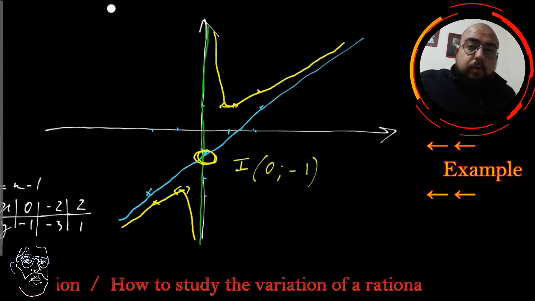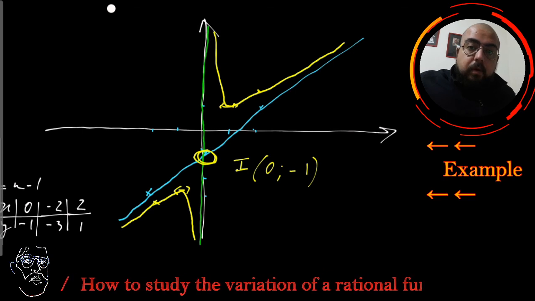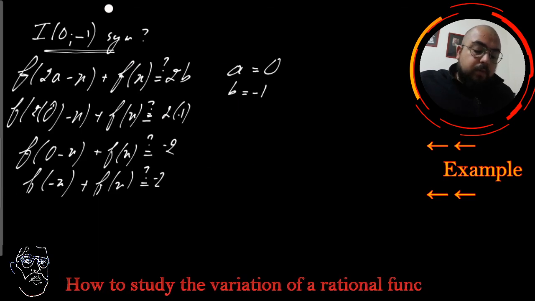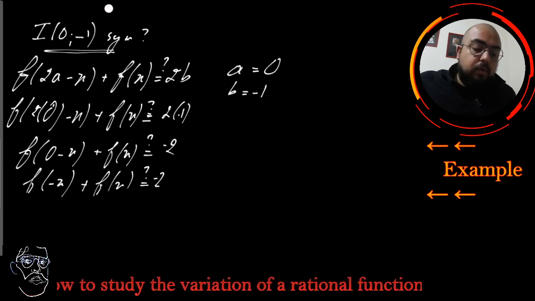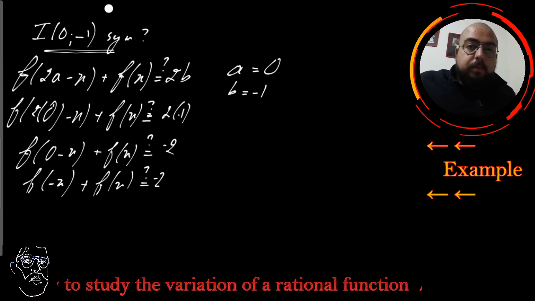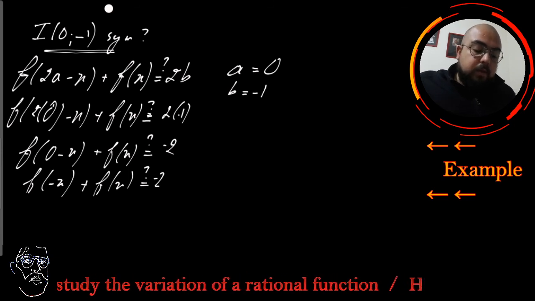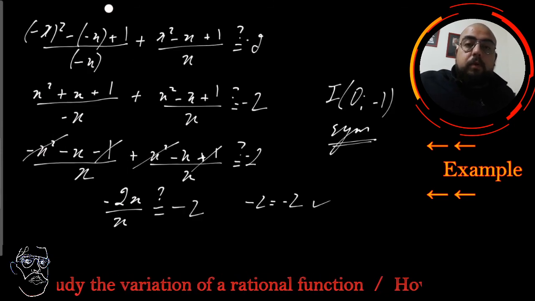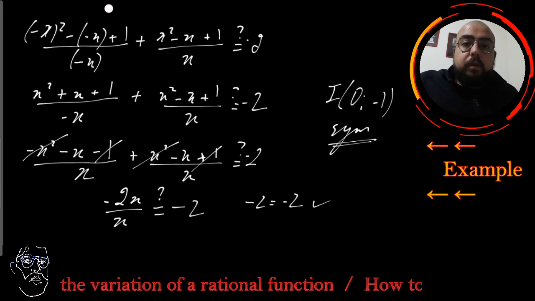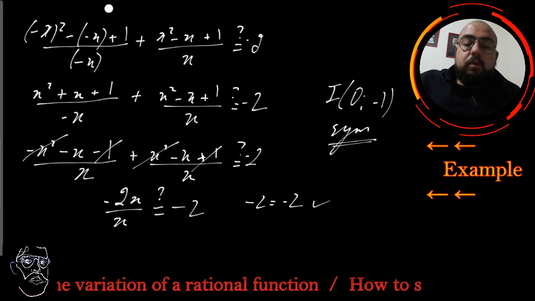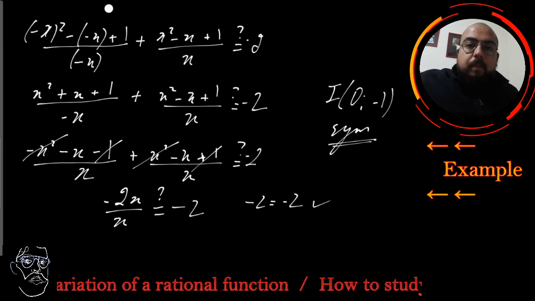The intersection of your asymptotes will give you the center of symmetry, and for the center of symmetry it's very easy. You can actually use the formula f of 2a minus x plus f of x equals 2b. Once you have verified this, you can say that your point, which we chose in this case I, 0 minus 1, is actually a center of symmetry. That's all for this function.